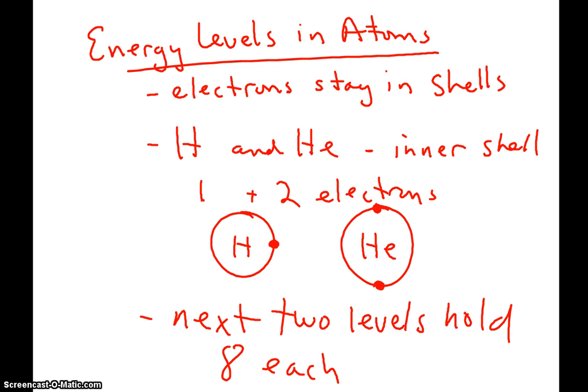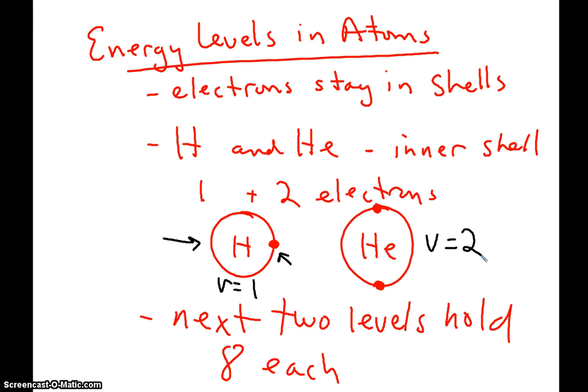Those energy shells or levels in atoms are where the electrons live, if you will. That's where they configure themselves, so the electrons stay in these shells. The simplest two elements are hydrogen and helium: hydrogen because it only has 1 electron, and helium because it has 2. Hydrogen is very easy to draw. As you can see here, it's 1 shell with 1 dot to represent the 1 electron, so it has 1 valence electron. Helium has 2 electrons, so there are 2 on the inner shell, and it has 2 valence electrons.